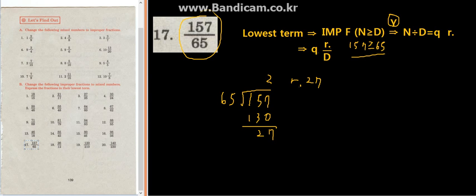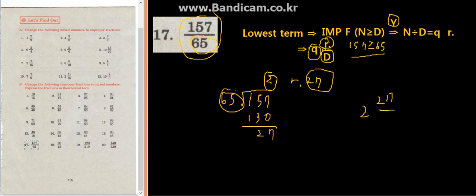Based on this, the quotient is 2, so we write down 2. The remainder is 27, so we write down 27, over the denominator 65. And this is the answer for problem number 17. So this is the end of Let's Find Out, and always thanks for watching.